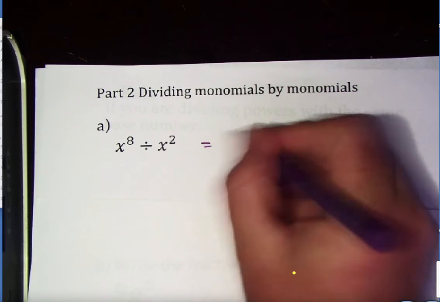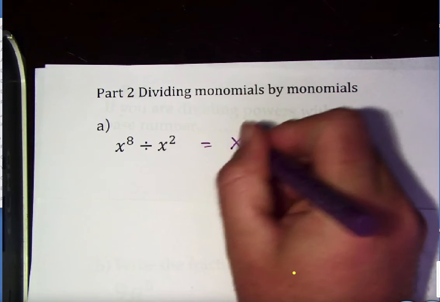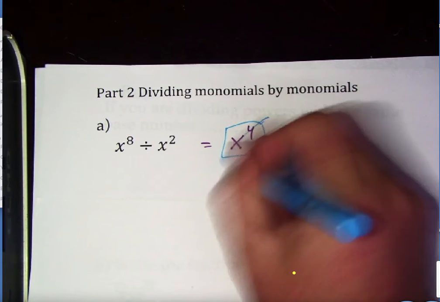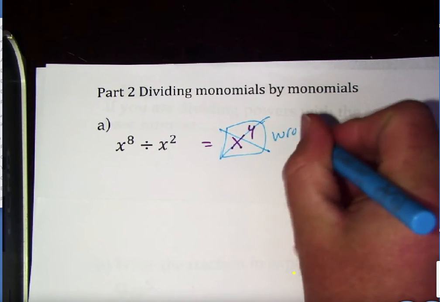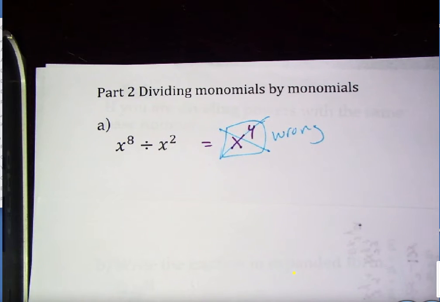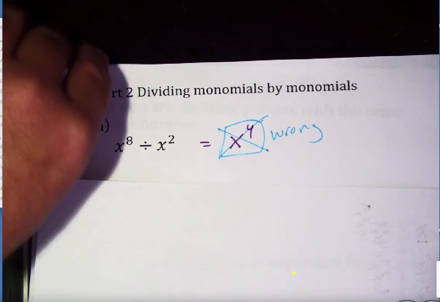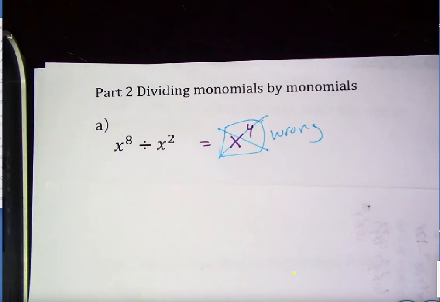A lot of students say x to the 4th, right? And that's a great answer. If you said x to the 4th, that's awesome. But unfortunately, it's wrong. What? It's wrong? I know, it's weird. Exponents work a little different. We might find better luck if you think of division just slightly differently.